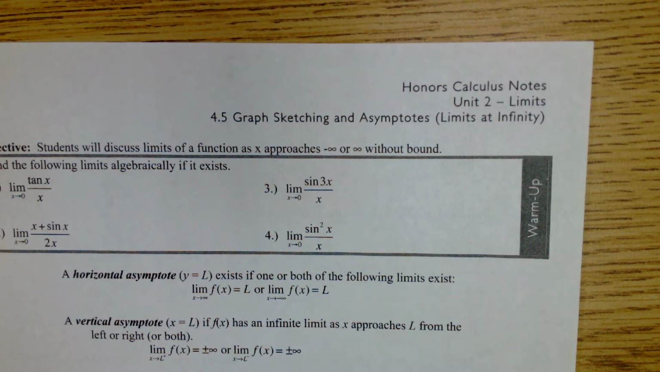All right, so part one of today's notes is going to be a lesson, I believe, number 7. We're going to talk about how you can identify whether a function has horizontal or vertical asymptotes.